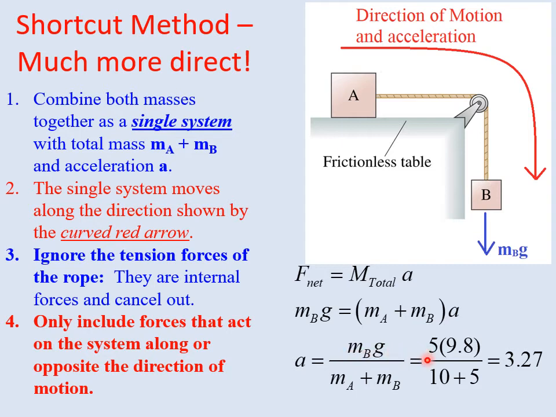So let's plug in our numbers. The mass of B, remember, was 5 kilograms. g is 9.8. Down on the bottom, we have the mass of A plus B. So the mass of A was 10 kilograms, the mass of B, 5 kilograms. And if you calculate this in your calculator, we will get the exact same, correct answer of 3.27 meters per second squared.